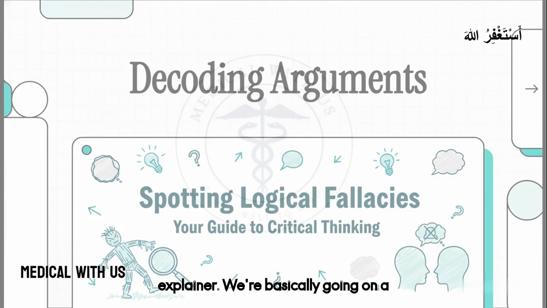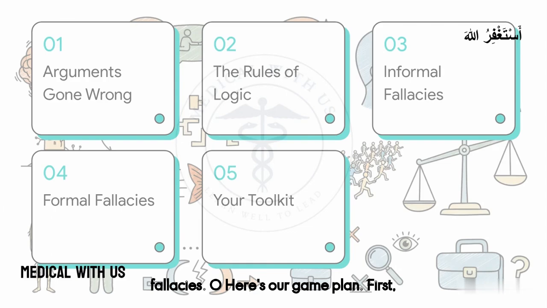In this explainer, we're basically going on a mission to decode arguments. And we're going to do it by learning how to spot these little hidden traps called logical fallacies. So here's our game plan. First, we'll look at why some arguments just fall flat. Then, we'll get into the basic rules of logic. After that, we'll dive into the most common fallacies you'll run into, both the informal and the formal ones. And we'll wrap it all up by giving you your very own critical thinking toolkit.